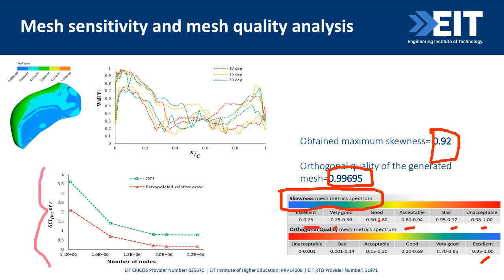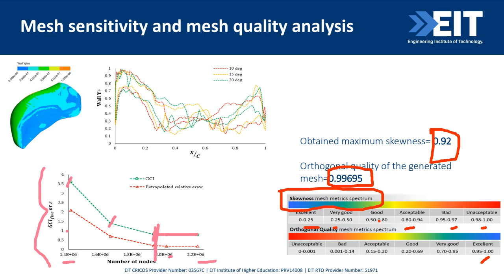When the number of elements was 1.4 times 10 to the power 6, my value was 3.5. When I changed it, it decreased to 1.5. When I changed it more, it decreased to 1. But when I changed it more and more, it was not changing anymore. I got a straight line. So after that point, the result is not changing anymore. There is no meaning in increasing your number of elements more and more, because it will take your computational time and cost. So I selected that point.